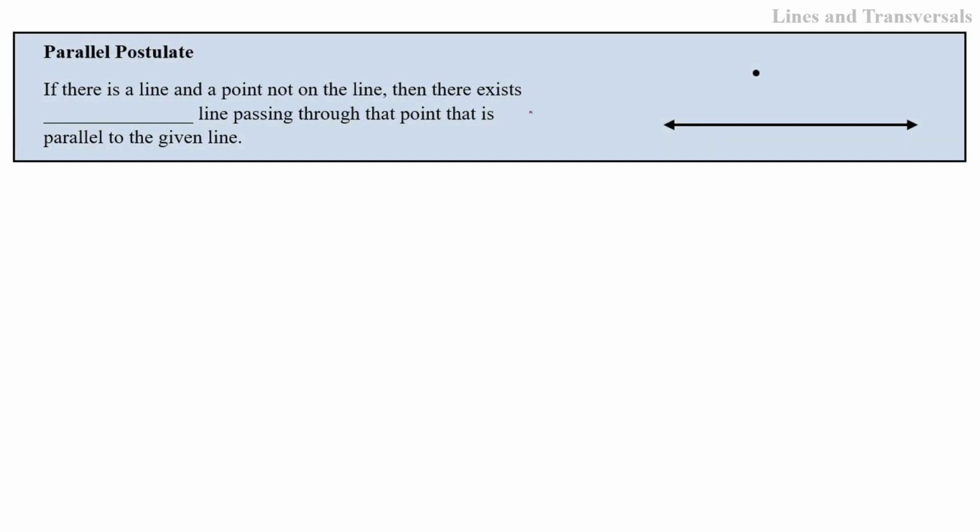The parallel postulate. Remember, a postulate is a common sense rule. Even if I don't tell you this rule, you can pause it and figure it out by yourself. It says if there is a line and a point not on the line, here's the point and here's the line, then there exist blank lines passing through the point that are parallel to this given line. How many lines can I draw through this point that are parallel to the given line here in the bottom? Kind of common sense that you can only draw one line, and that line will be that one right there.